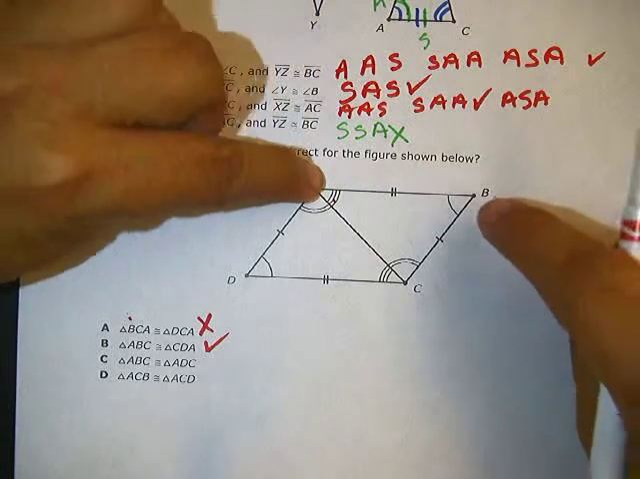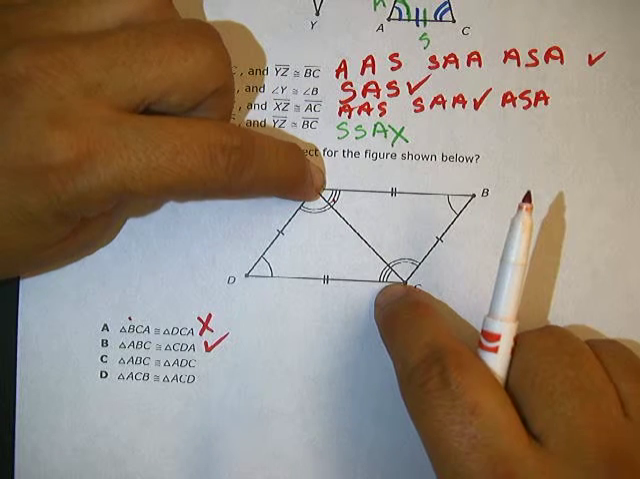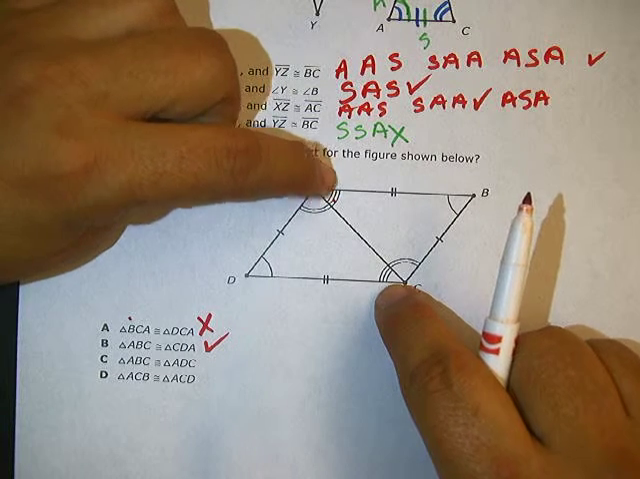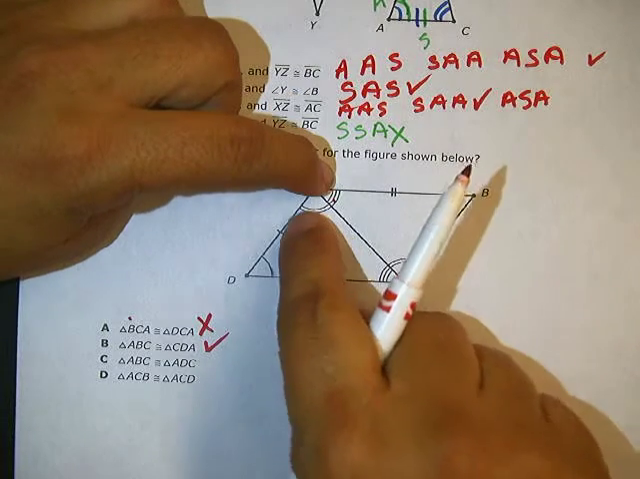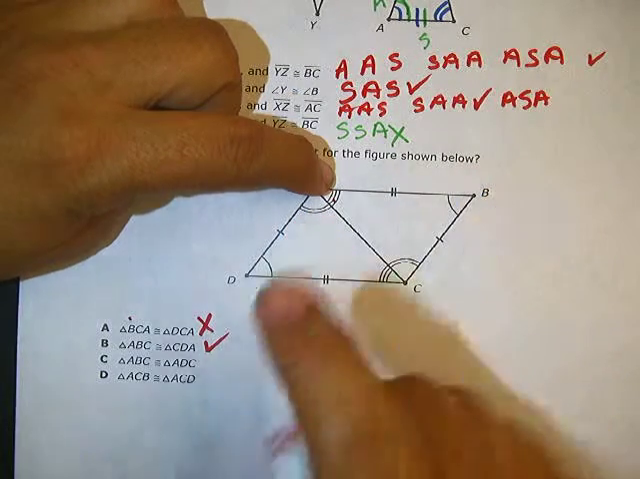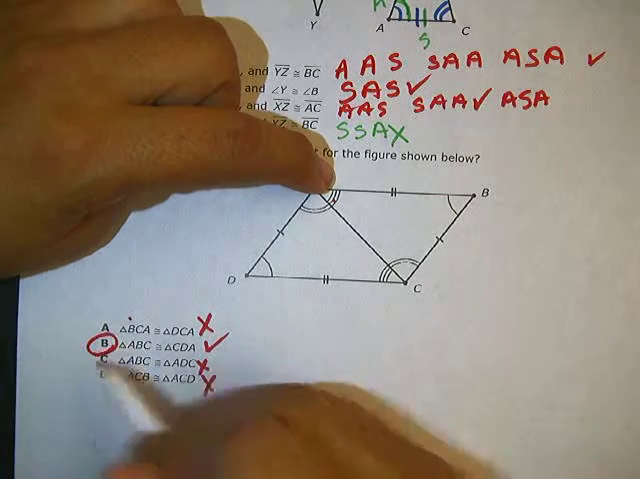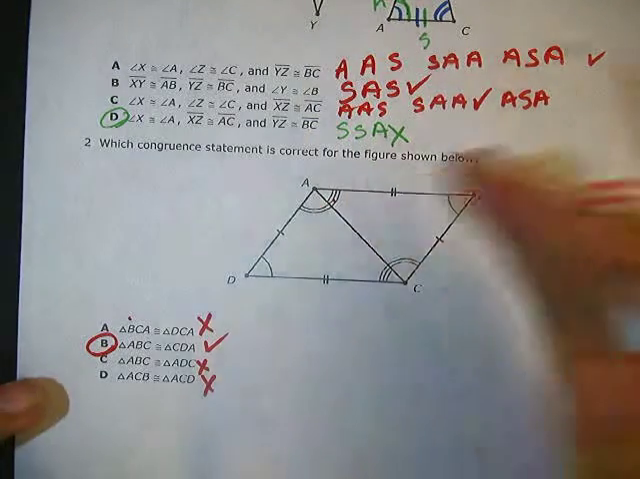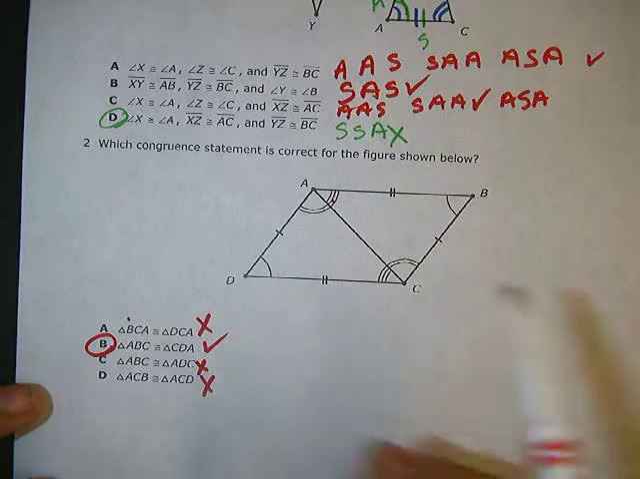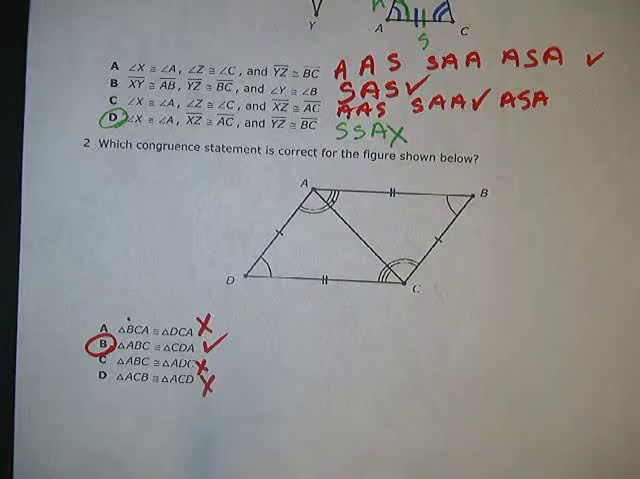Angle A on the ABC triangle with angle A on that triangle doesn't work. You have a 3 arc mark to 2 arc mark. And we have the same problem here. So our answer is B. So use the arc marks. Remember, if you're on the triangle that's either on the left or the top or the right or the bottom, keep them separate. Make sure their arc marks match.